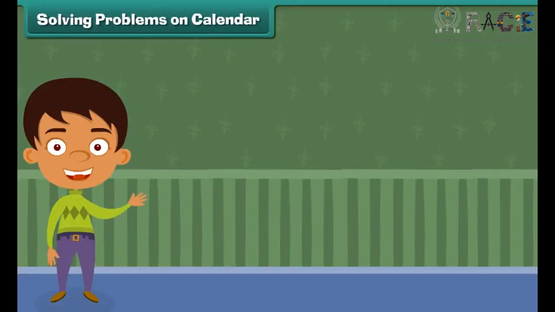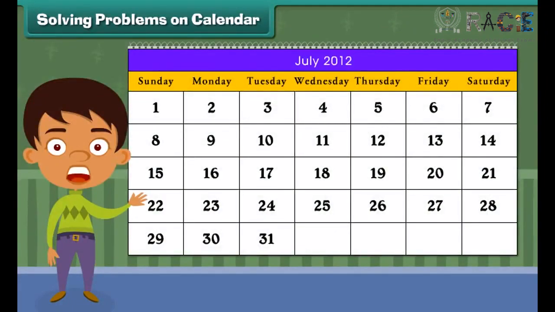Solving problems on calendar. Do you know that calendar solves many problems? You can easily read the days and dates on a calendar. Let us look at the month of July for the year 2012. Can you tell on which day does this month end? Yes, it's Tuesday.